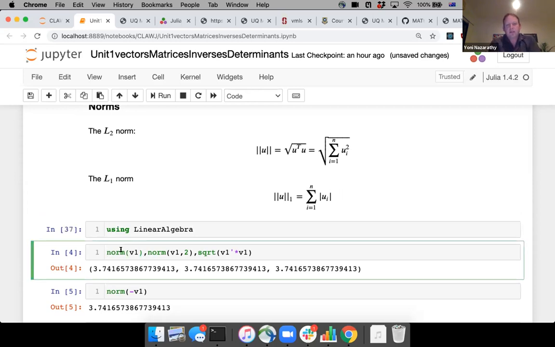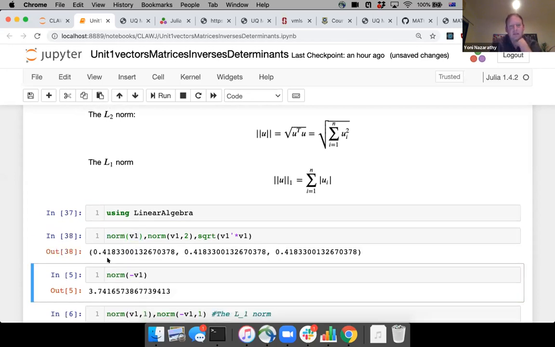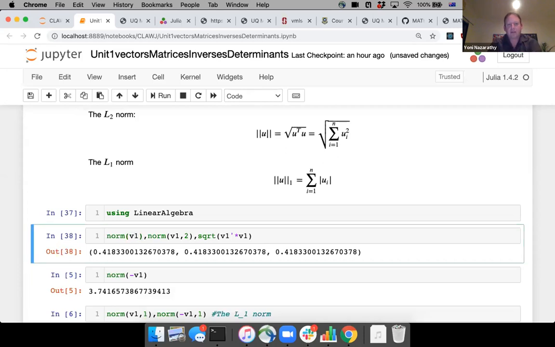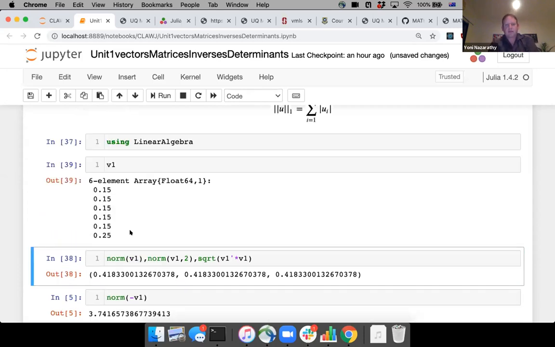So this is a norm of V1. Oh, let's see, this is the norm. Our V1 is now a different vector. It's this vector V1. The norm of V1 happens to be this number. A different way is norm of V1 comma 2. So this 2 says make it the L2 norm, but that was a default argument.